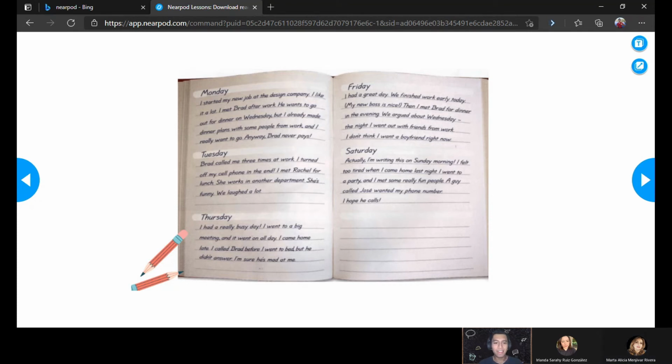So I may say, it's funny. We laughed a lot. Laugh, it is a regular verb. Laugh is the base form, and laughed with a T at the end. Also, another word that is a little bit complicated to pronounce is "I had a really busy day."